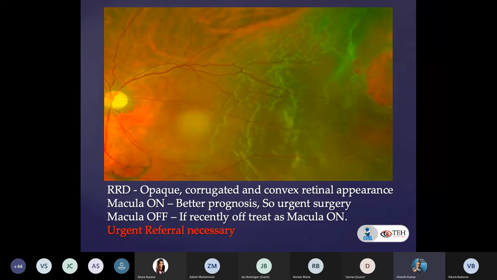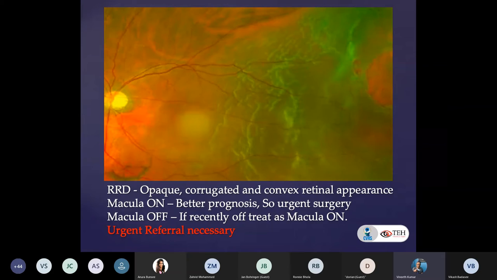So let us talk about simple retinal detachments. If the macula is on, they have a better prognosis, so urgent surgery is planned. If the macula is off, our rule of thumb is that if it was a recent macula off, which we can see on examination of the retina, we try and fix them at the earliest because this patient has a very good chance of regaining vision. If the macula has been off for a considerable period of time, the prognosis tends to vary for this group of patients. Nevertheless, the most important thing is to fix the retina.